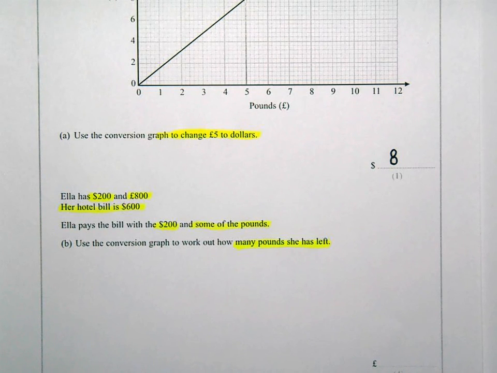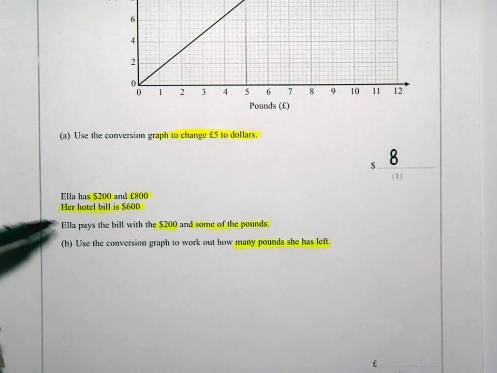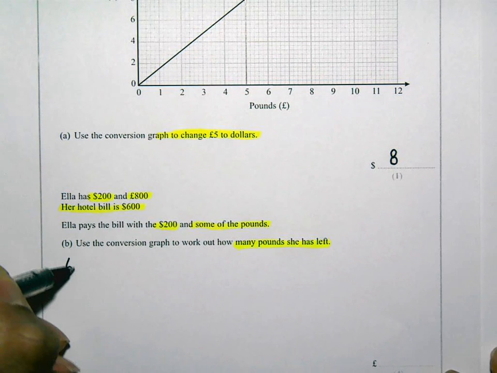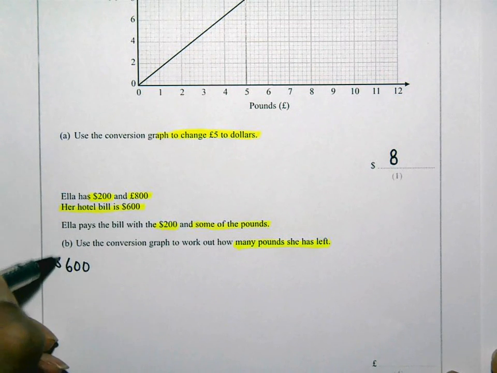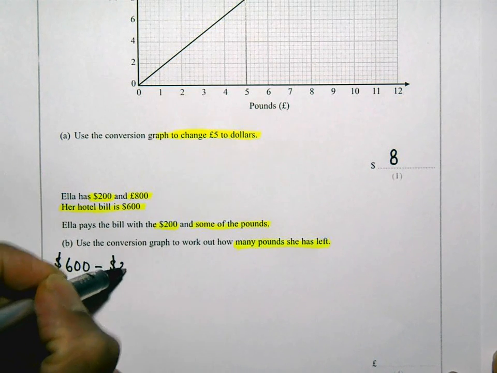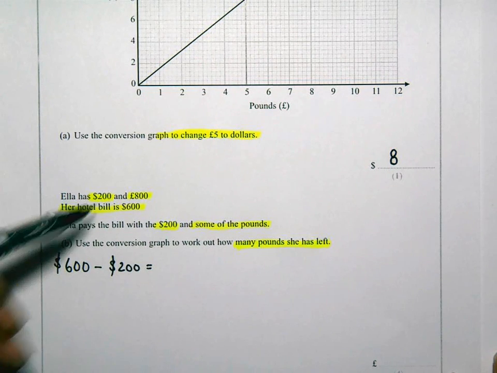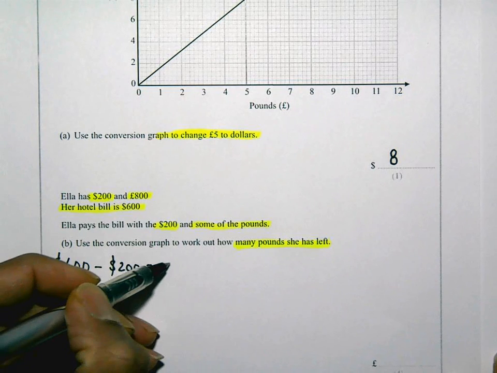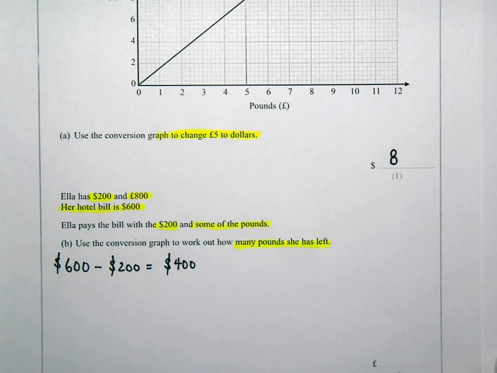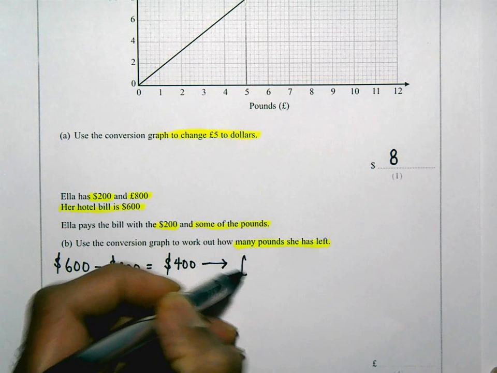Now, we know that she has $200 and £800. Her hotel bill is $600, so she's going to pay $200 off using the dollars that she has, all 200 of it. So that means she still owes the hotel $400. Now I need to work out what $400 is in pounds. I need to change that into pounds.